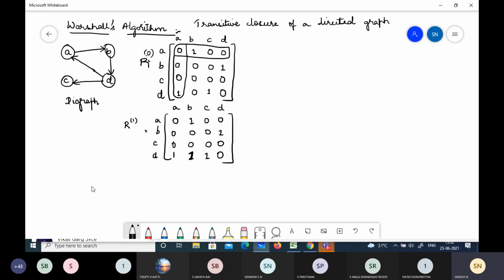Okay. So I want you all to do R2, R3 and R4, which is your final matrix, which gives you the transitive closure. Just do this now. You'll be doing? Will you do it? Yes. When you've done Floyd's, this is nowhere a tough problem. It's very easy only.